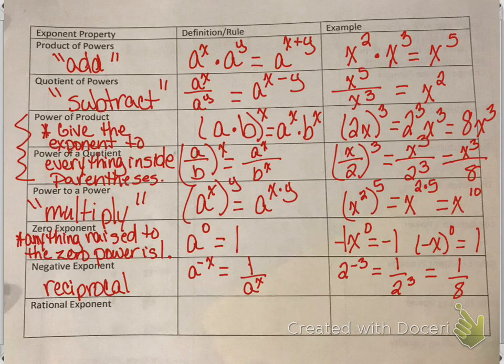Okay? Now, I want you to be aware that very often these three properties, you do it all at the same time. Sometimes you've got things multiplied together and then things are divided and then everything is raised to another exponent. So it's not unusual for that to happen.